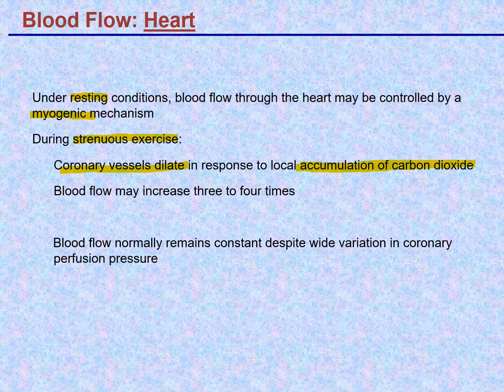Blood flow can increase 3 to 4 times into the coronary circulation because of that dilation, and it needs to increase to supply that extra required oxygen for energy production. Normally, blood flow overall remains constant, even though there can be wide variations in coronary perfusion pressure.